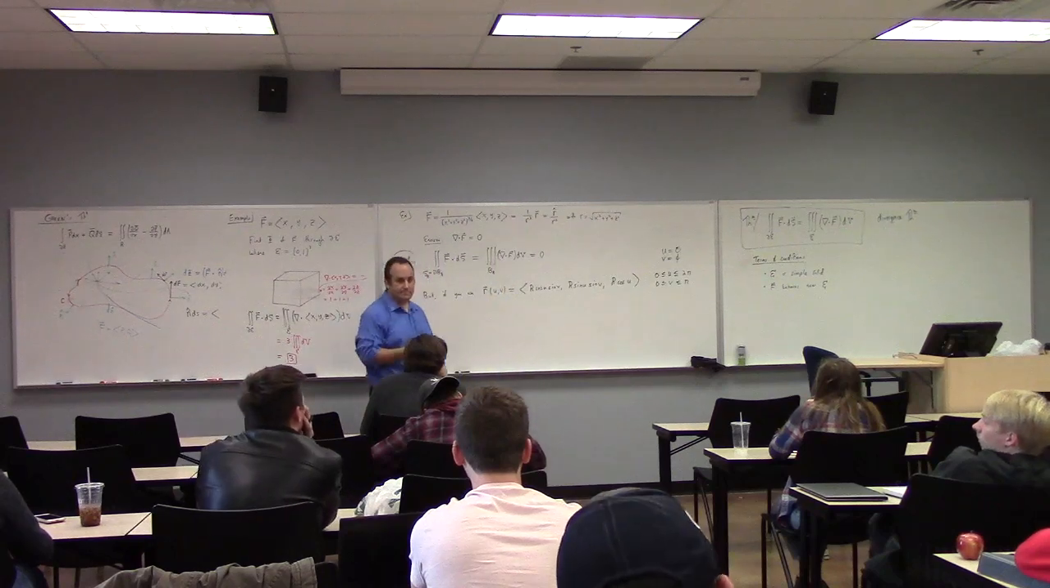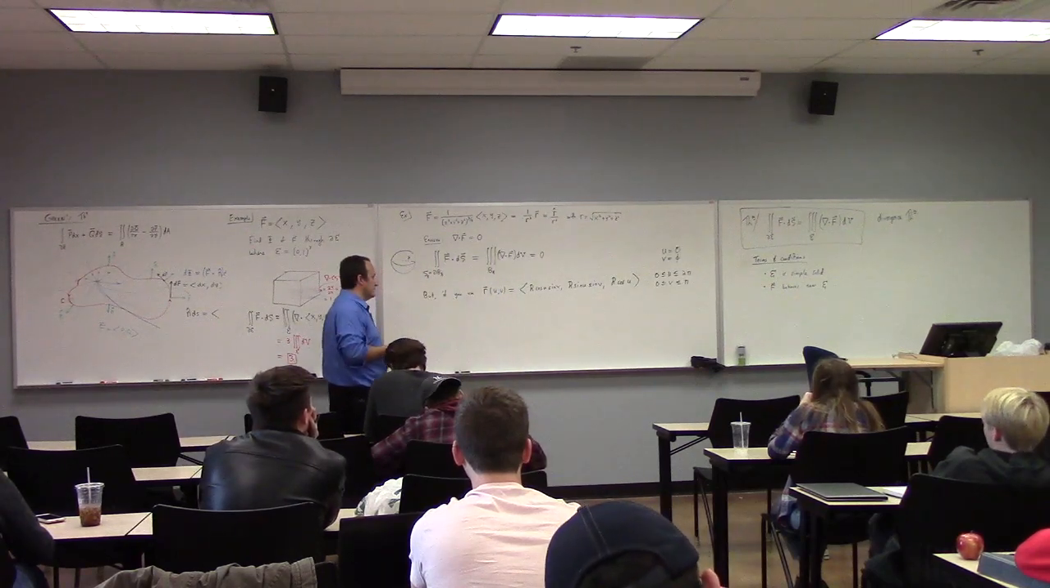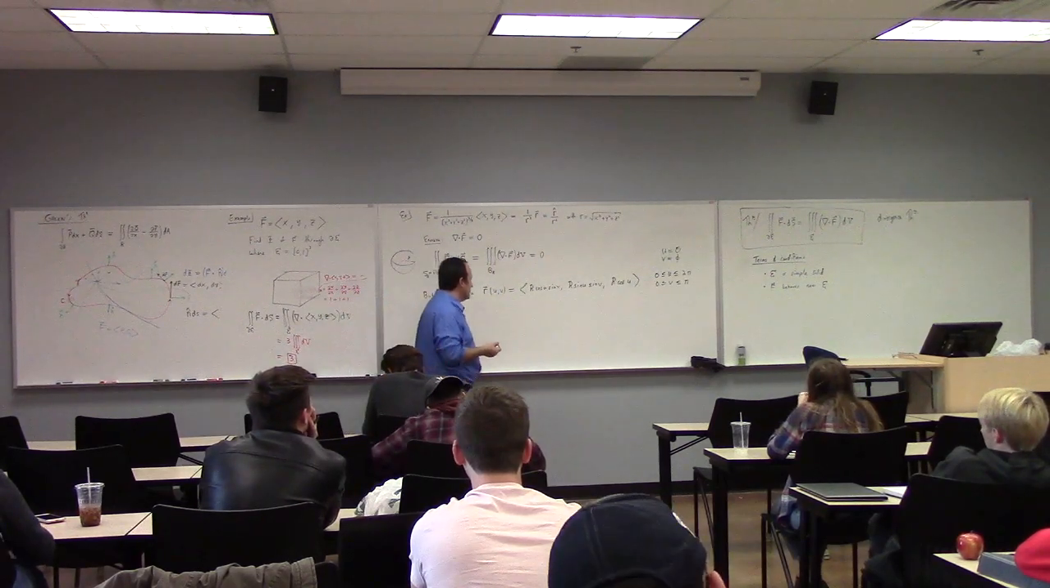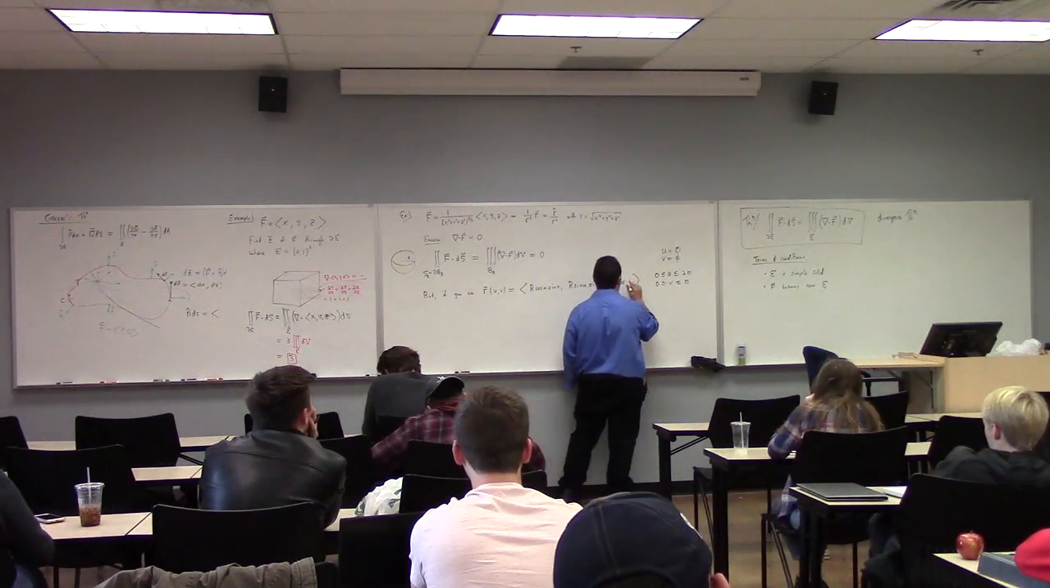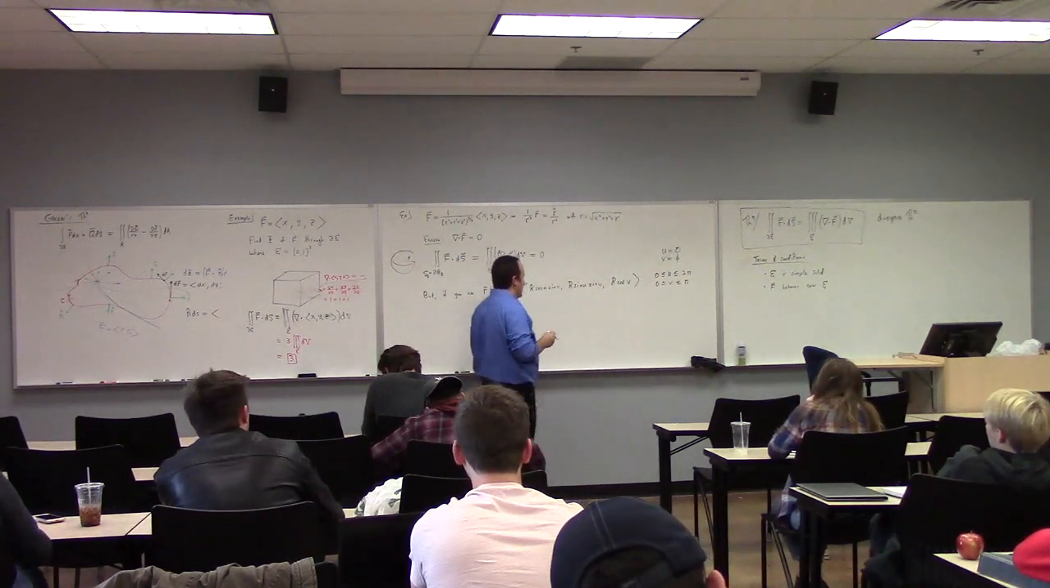If u is theta, shouldn't the z be v then? Did I do it wrong? Oh yeah, that's supposed to be v. Thank you. I appreciate that.